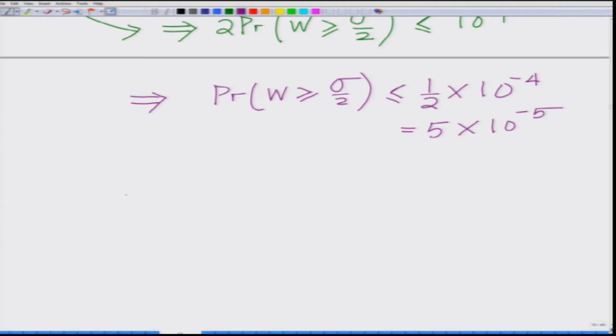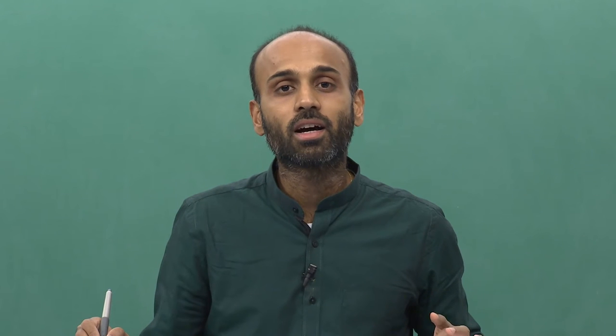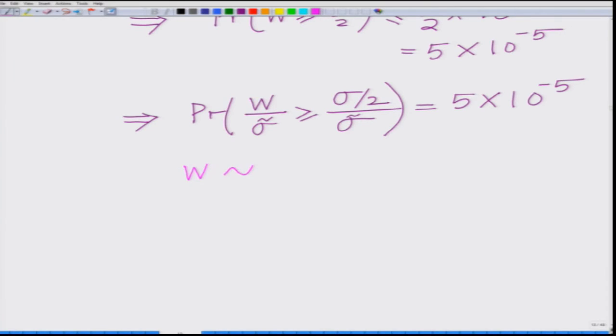Now, I am going to do something interesting. I am going to divide w by sigma tilde. So the probability that w divided by sigma tilde is greater than or equal to sigma by 2 divided by sigma tilde is less than or equal to 5 into 10 to the power of minus 5. Now, observe this quantity: w is a Gaussian random variable with mean 0 and variance sigma tilde square. Therefore, w divided by sigma tilde is a Gaussian random variable with mean 0 and variance 1. This is the principle that we are going to use. This is also known as a standard Gaussian random variable.